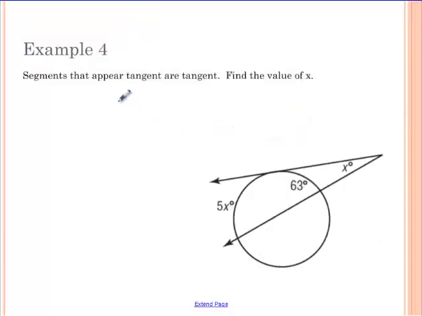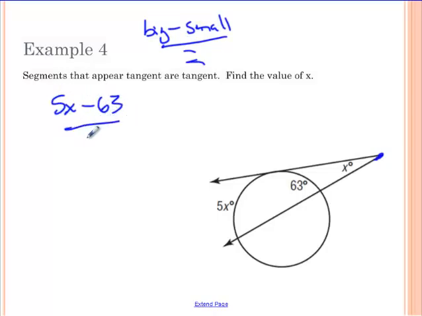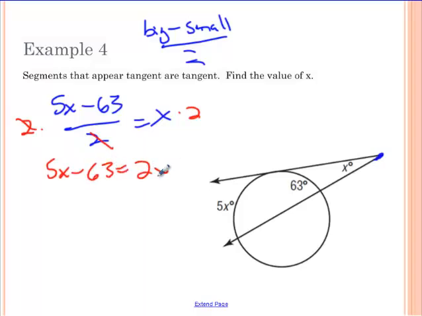Okay, so for this example, the angle itself is actually outside the circle. It's way over here. It's not inside the circle, so we're doing big minus small divided by 2. So the big angle is 5x. It's not an angle measure. The small angle is 63 over 2 equals x. Now to solve this, I'm going to multiply both sides by 2. Or you could put this over 1 and cross multiply. Those will cancel. You get 5x minus 63 equals 2x.